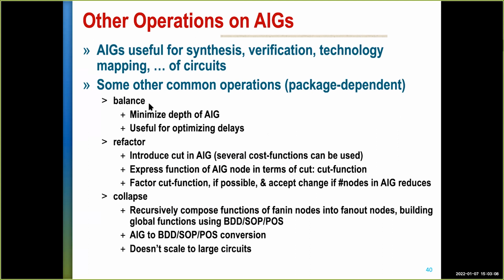And there are other operations that you can use on AIGs. You can balance the depth, basically try to make the paths from the root to the leaves more or less the same length. This is useful for optimizing delays. You can refactor, which means you can introduce a cut in the AIG and then express the function of an AIG node in terms of the cuts. And then you can separately go and optimize the functions at the cuts. You can collapse. So there are all kinds of operations that you can do.